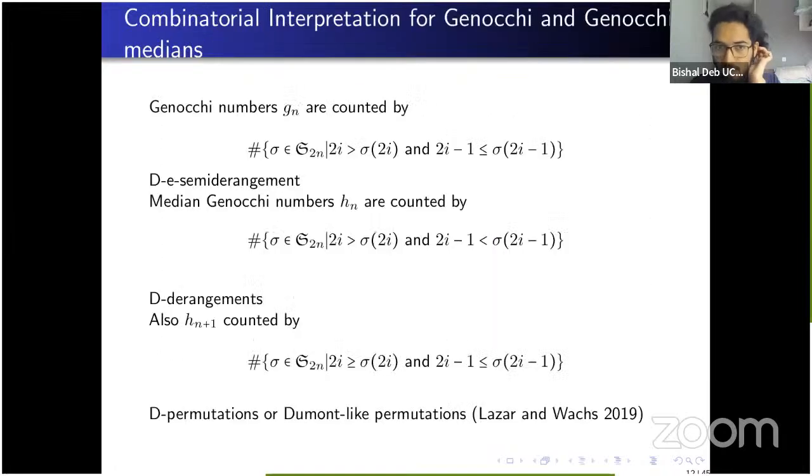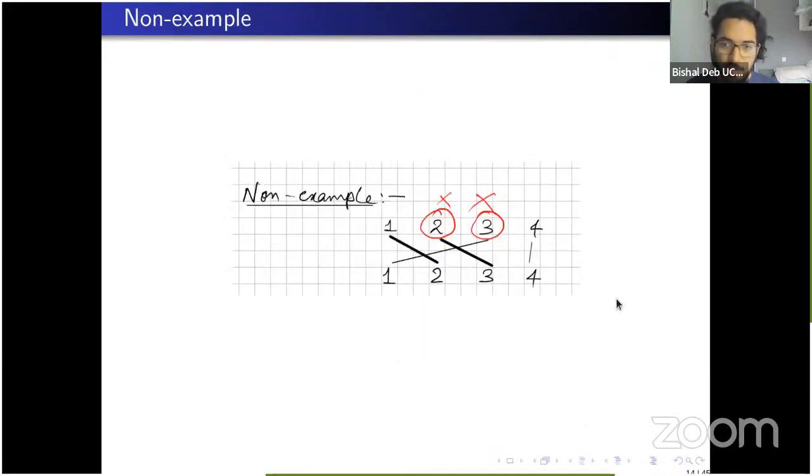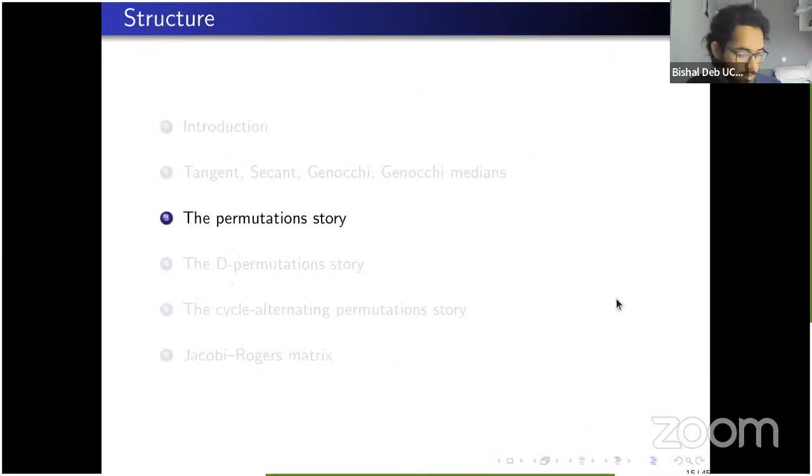And let me just go back and say that D permutations with no fixed points are D derangements. And if you allow fixed points of one parity, we call it DE semi-derangement or DO semi-derangement, depending on the ones that you don't allow. So I have described some of the sequences and the combinatorial interpretation for the Genocchi and median Genocchi.